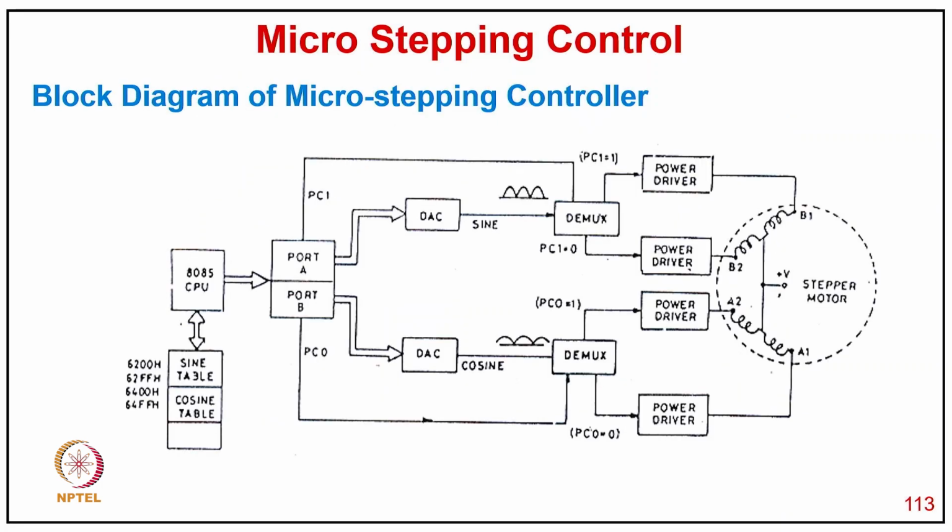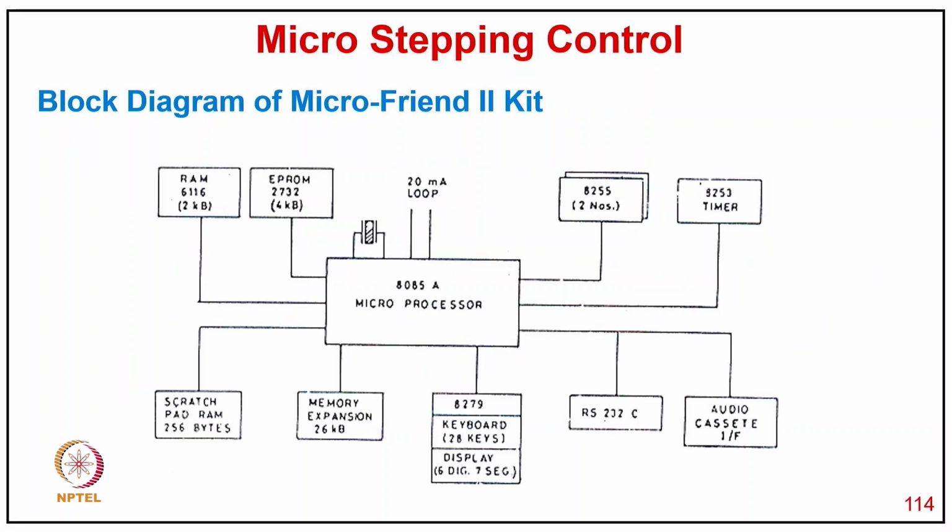This is a way of implementing microstepping, as people have implemented even using the microprocessor 8085 with other peripherals, with a digital to analog converter generating the sine and cosine waveforms with a demultiplexer. It goes to the power driver circuit, typically of 4 transistors connected for 2 phases with the midpoint converter. And this is the block diagram of the microstepping kit with the 8085 microprocessor, showing how the different parts are connected.